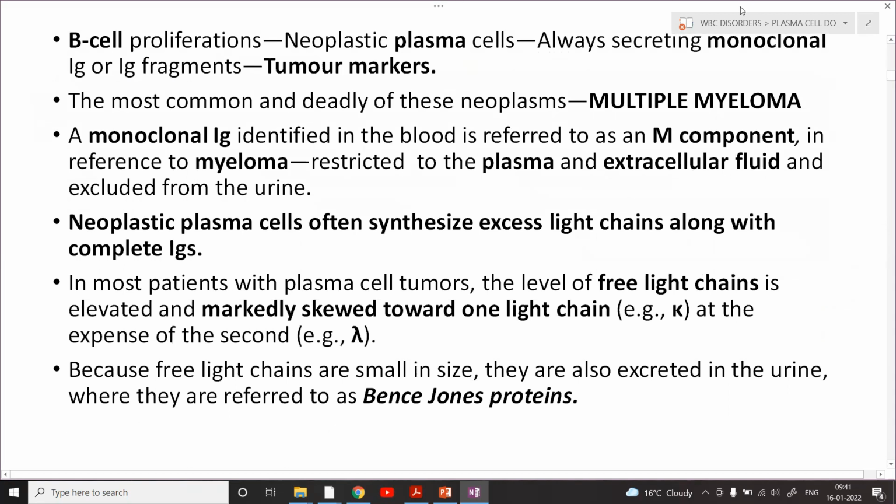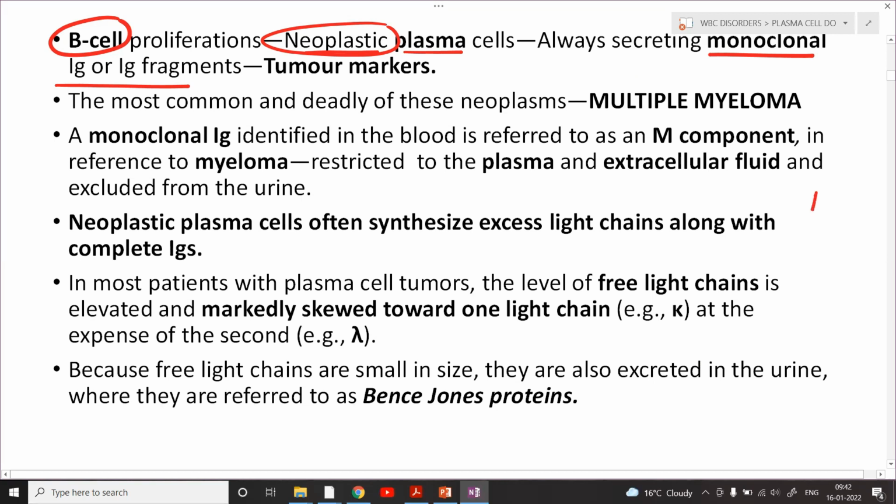Let us understand a few things about plasma cell neoplasms before we go into multiple myeloma. Just try and understand one important thing: all these plasma cell neoplasms that we are seeing are basically arising from the B cell. So plasma cell neoplasms are basically B cell neoplasms. They are neoplastic plasma cells, monoclonal in nature, and they are secreting a monoclonal immunoglobulin. Either the whole antibody is secreted or a part of the antibody is secreted.